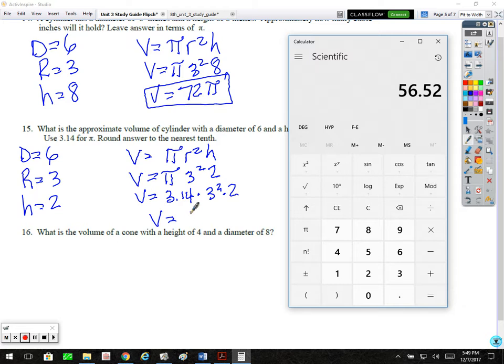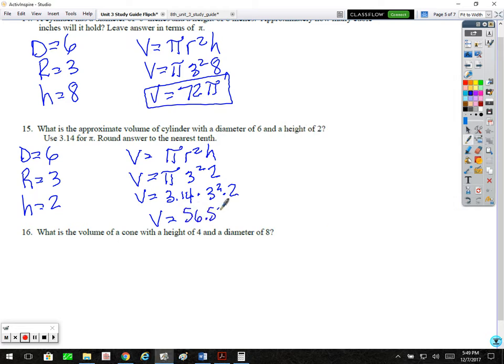56.52, and it says round it to the nearest inch. So here we go, 56.52. Well, this 2 says do not do anything to that 5, just leave it alone. So we're just going to erase it, and now we're at 56.5. It doesn't say what my units are, so it will be just units to the 3rd power, or units cubed. Okay?